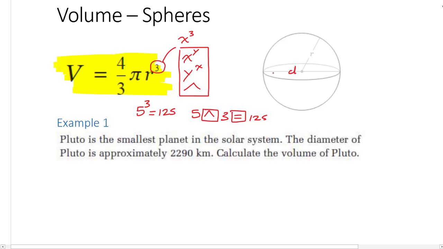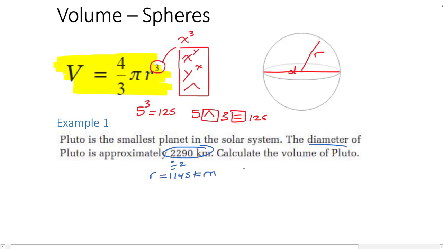So don't forget, D is the diameter all the way across, R is the radius halfway across. We want the radius. The first one's pretty easy here. Pluto is the smallest planet in the solar system. The diameter of Pluto is approximately, diameter, there's the key word. Diameter is this, so we need the radius. So we're definitely going to have to divide that by 2 to get half of that, which is going to be 1,145 kilometers. So there's our radius.